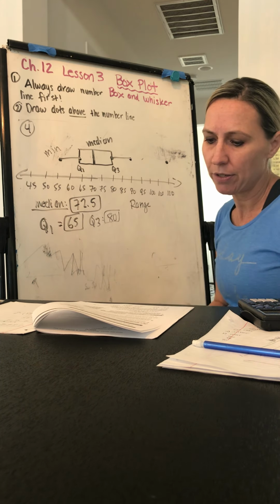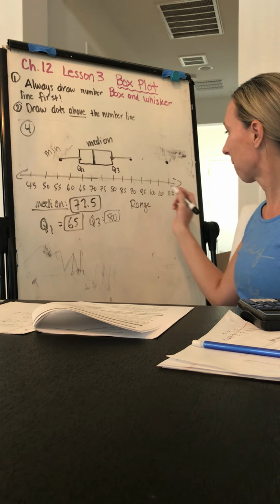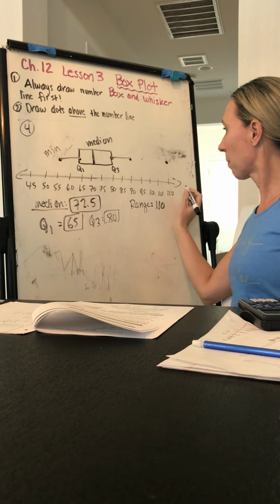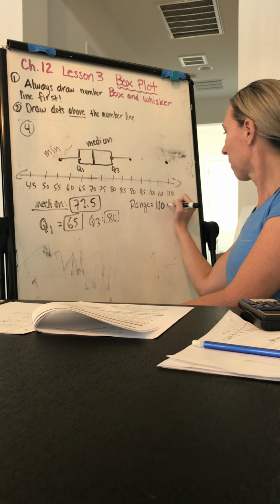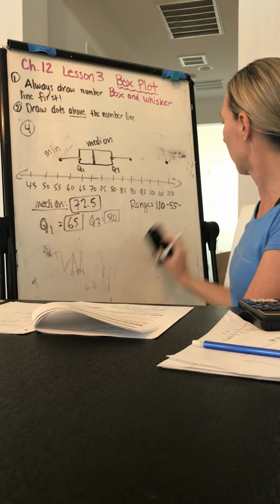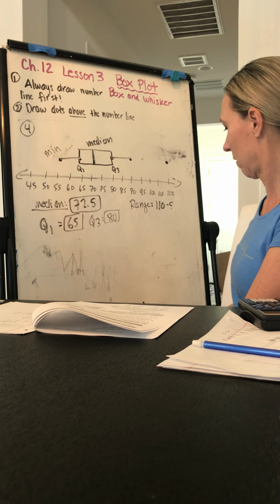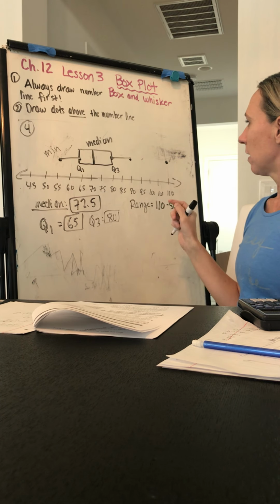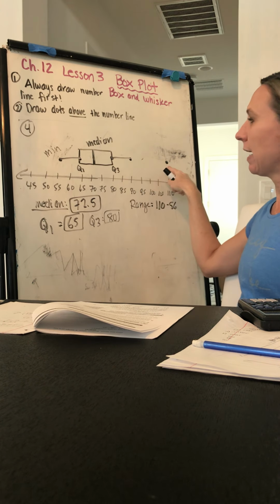I have a question. Since there's only 5 numbers on the number line, and 4 of those 5 are within a 40 range, but then 110, would that be an outlier because there's only 4 of the normal ones? Yes, absolutely. Well, it's way out there.